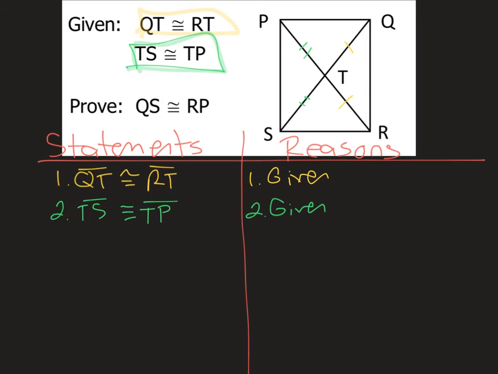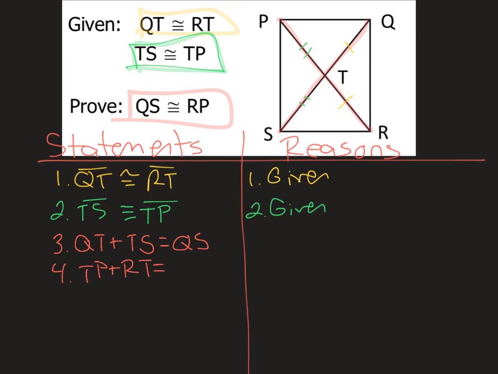Now looking at our proof statement, we're eventually going to try to get QS congruent to RP. So if we look at that, QS combines the two that you're already given, and RP combines the two that you're already given. So we're going to go ahead and do some segment addition. So QT plus TS equals QS. We're going to do the same thing for the other side. So TP plus RT equals RP. All right, so both of these reasons are segment addition postulates, because you're adding the two smaller pieces together to get the whole thing.